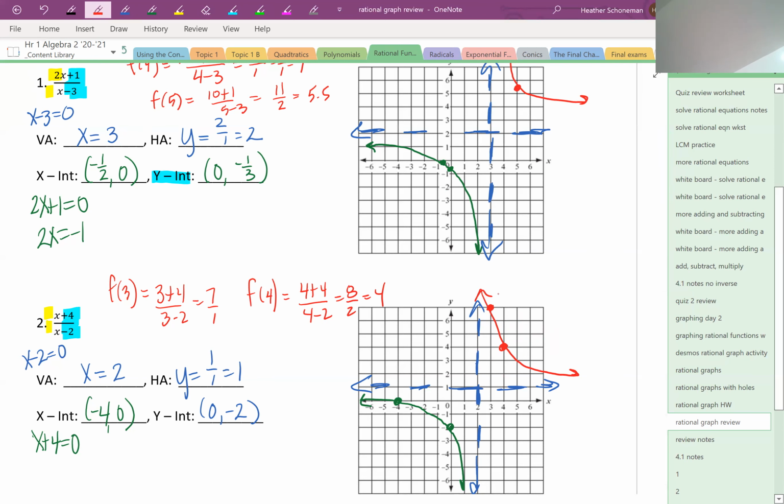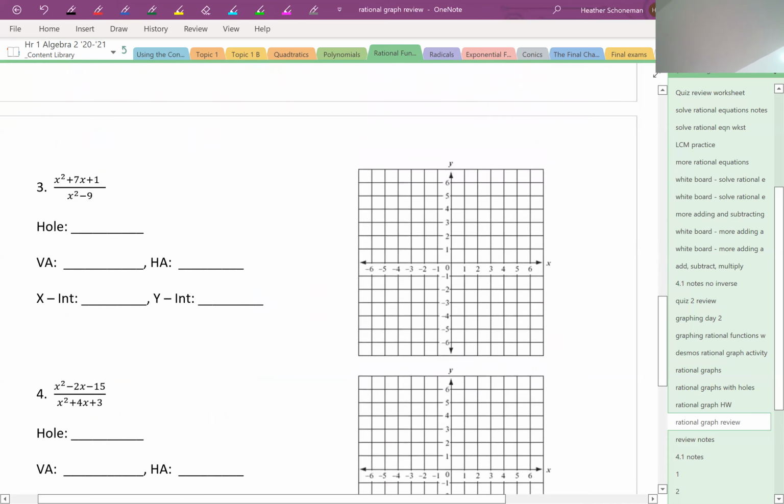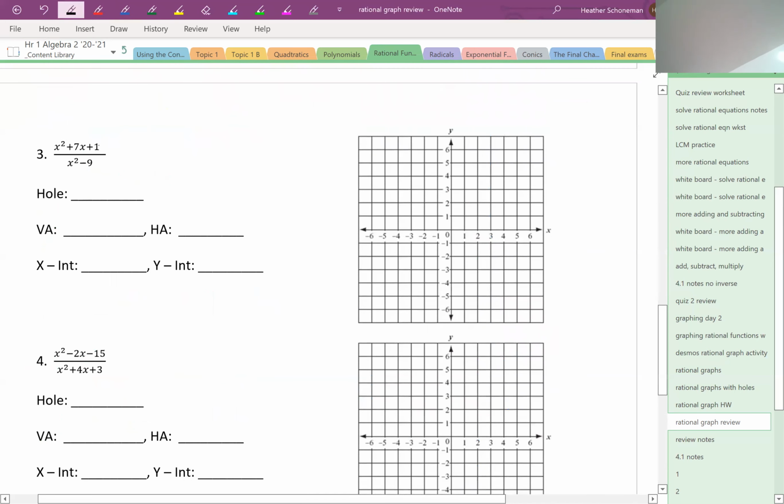All right, so none of these asked for holes to be found, and none of these could be factored. So we couldn't do that portion of it. But now if we go to the next view, then it changes. On this one, we need to be able to factor it to be able to find the hole. So if we factor it, the top is going to factor to x plus 3, x plus 4, and the bottom is going to factor to x plus 3, x minus 3.